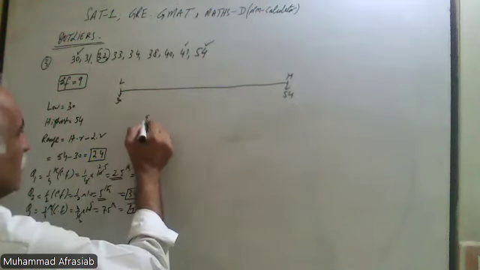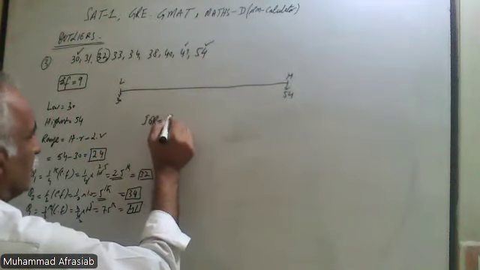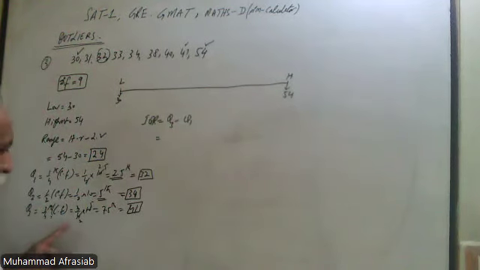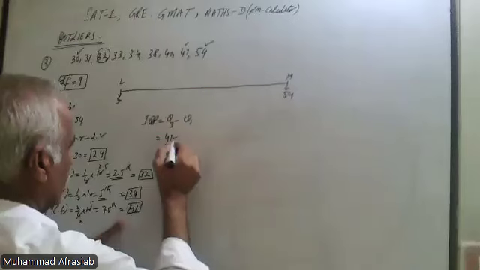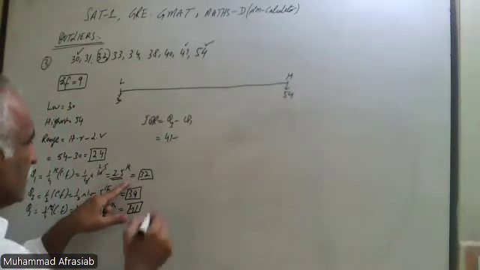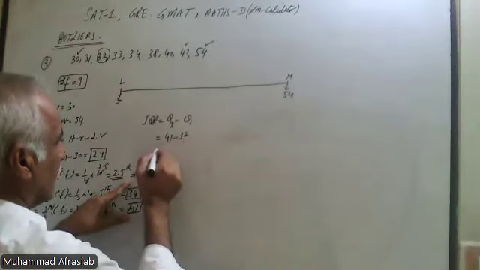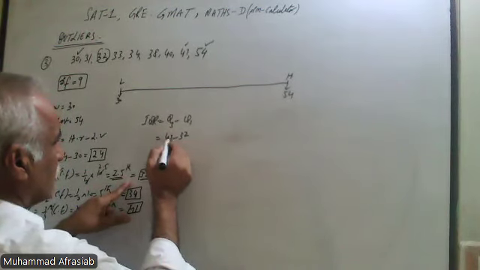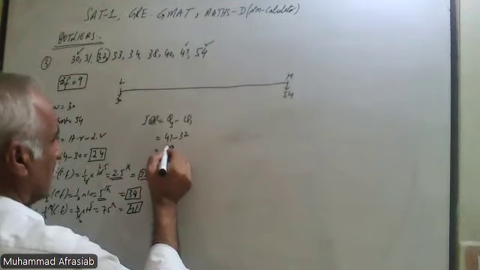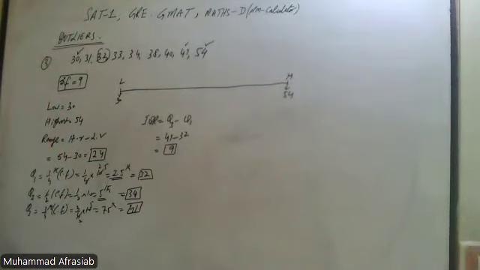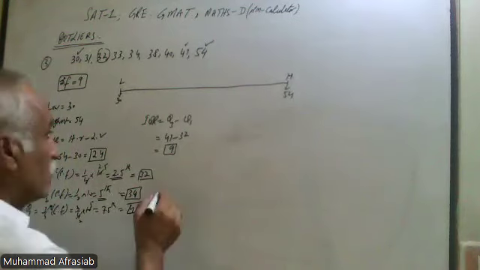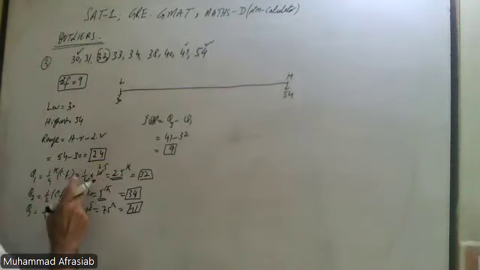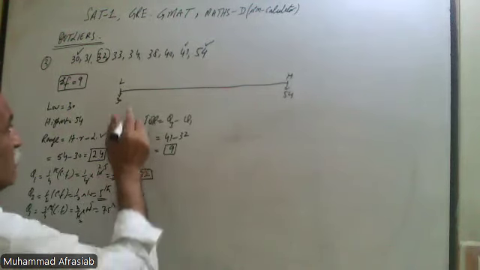Now IQR is Q3 minus Q1. Q3 is equal to 41 minus Q1, which is 32, and that is equal to 9. So 9 is the interquartile range of that part. Now here Q1 is basically equal to 32.